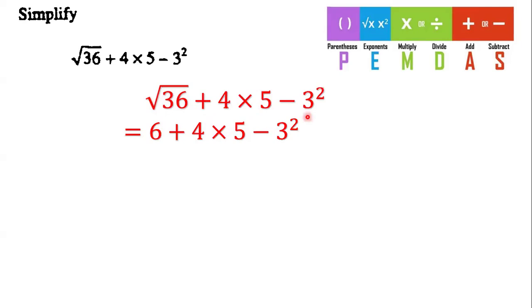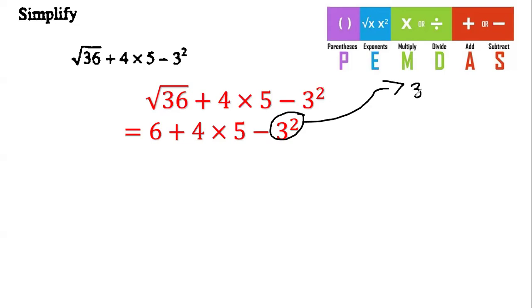All right. Now, can someone tell me what's the next thing that I'm going to do? The other exponent. Exponent. 3 squared. I'm going to do 3 squared. Very good. What is 3 squared? 9. 3 squared is 9.